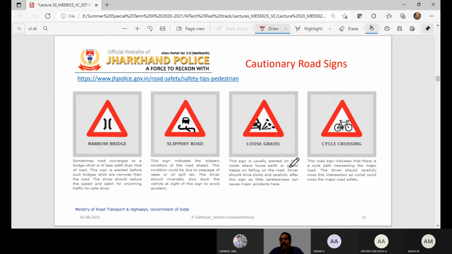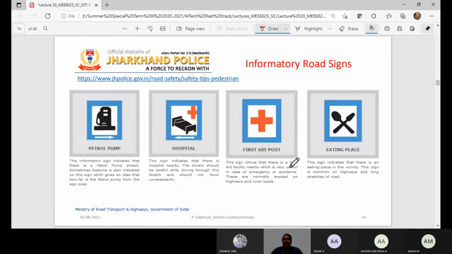Earlier, there was no cycle crossing signal you've seen, but now it's warning drivers that there are cyclists and a cycle crossing ahead. So that's called cautionary road signs. And you also have informatory road signs. So when you suddenly require to fuel your vehicle, such signs would give you an idea that there is a petrol pump ahead, and a hospital nearby.